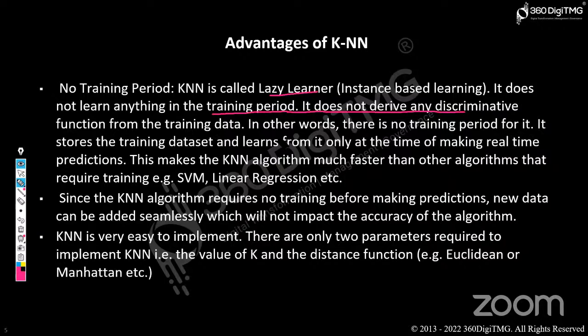It stores the training dataset and learns from it only at the time of making real-time predictions. This makes the KNN algorithm much faster than other algorithms that require training, like SVM or linear regression. Since KNN requires no training before making predictions, new data can be added seamlessly, which will not impact the accuracy of the algorithm. KNN is also very easy to implement, and there are only two parameters required: the value of k and the distance function.